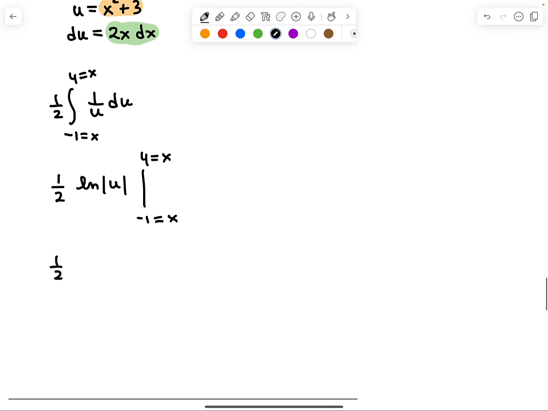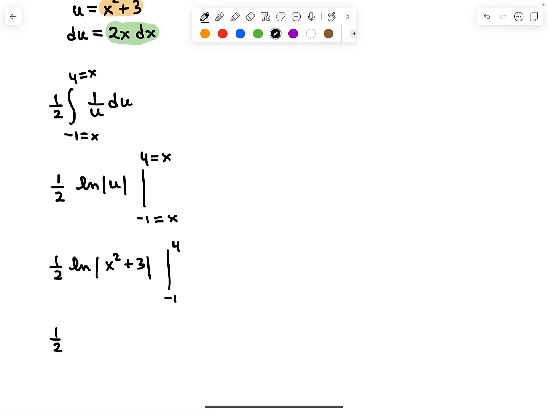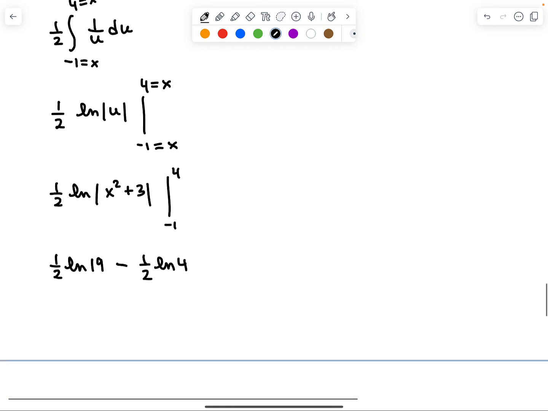So we have 1/2 natural log of absolute value, and the u becomes x squared plus 3 again. And now this we can evaluate from negative 1 to 4 safely. So we plug in 4 first for x. That's 4 squared, which is 16, plus 3 is 19. And the absolute value of 19 is just 19, so I don't need to keep the absolute value bars. Minus, and then 1/2, and now plug in negative 1. Negative 1 squared is 1, add 3 is 4, and the absolute value of 4 is 4. So we just get natural log of 4. And we are done. This is a good answer.